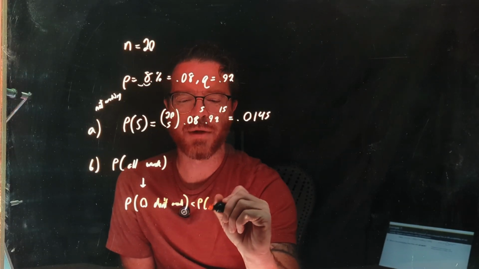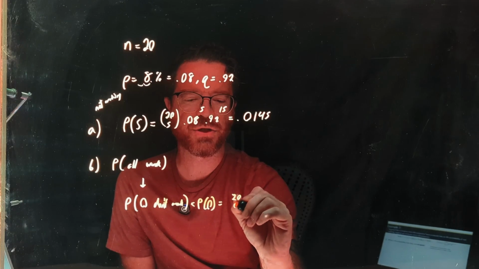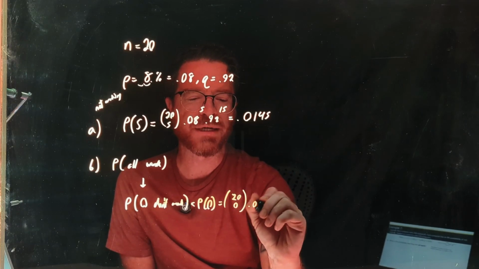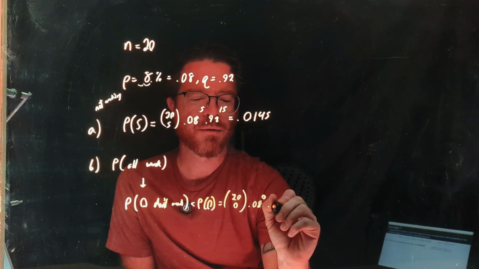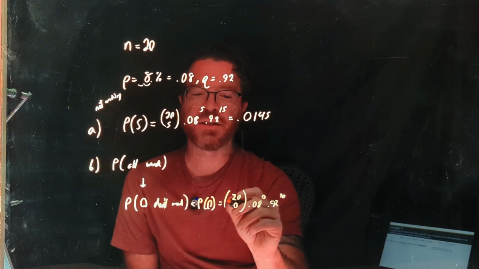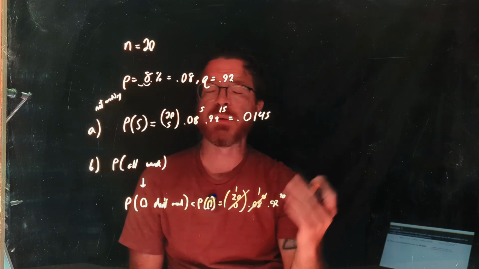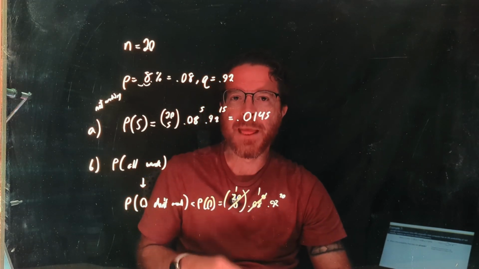So you could do this, probability of 0, which is equal to 20 choose 0, 0.08 to the 0, 0.92 to the 20th power, which of course, anything choose 0 is 1. Anything to the 0 power is 1. It's just going to be 0.92 to the 20th power.